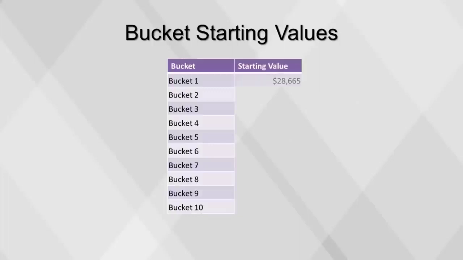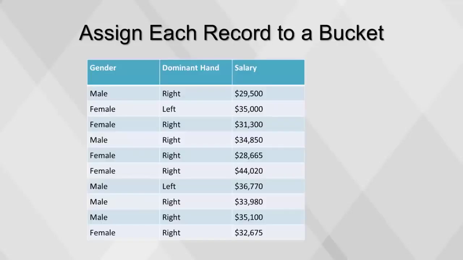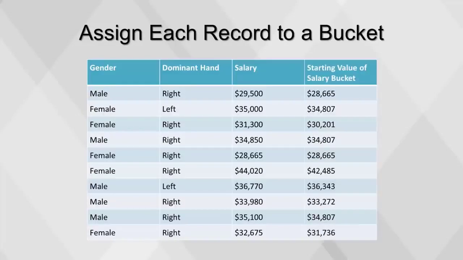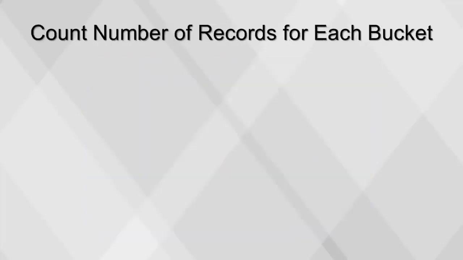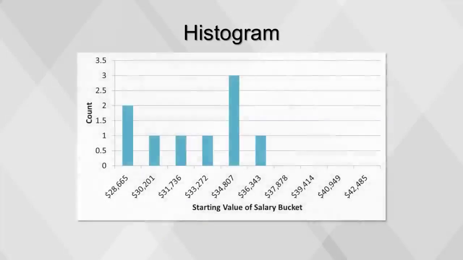Next, we need to figure out the starting value for each bucket. Starting with the lowest salary, we add the size of the bucket to determine the starting value of the second bucket. We do this until we obtain the starting values for all 10 buckets. We'll add a new column to the original table to assign each person into a salary bucket. Summarize the new variable, starting value of salary bucket, counting how many occurrences of each bucket are observed. Note that although this variable is numeric, by summarizing it, we're treating it as a categorical variable. Finally, we'll make a simple bar chart to visualize this table.